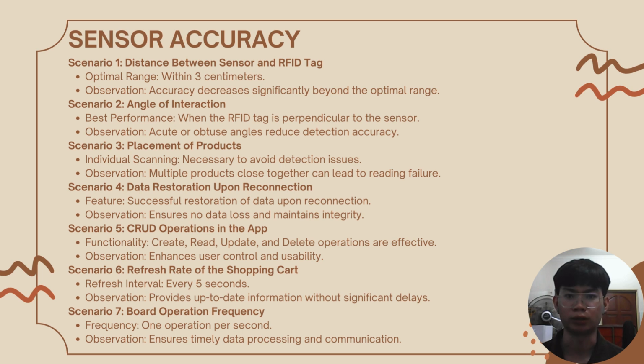The second scenario is angle of interaction. The best performance is when the RFID tag is perpendicular to the sensor. An acute angle or obtuse angle reduces the detection accuracy. Scenario 3 is placement of product. Individual scanning is encouraged to avoid detection issues. Multiple products close together can lead to reading failure.